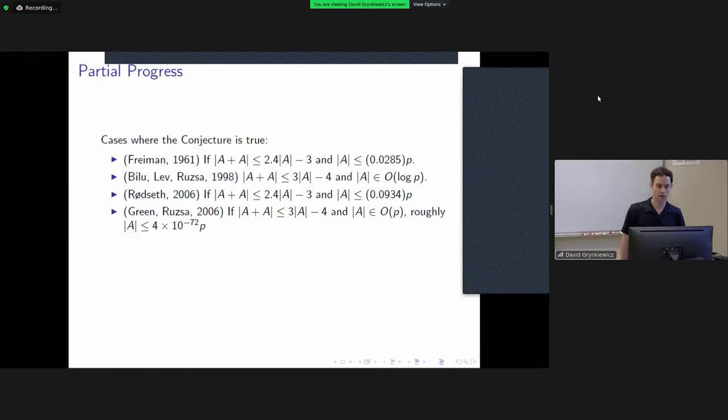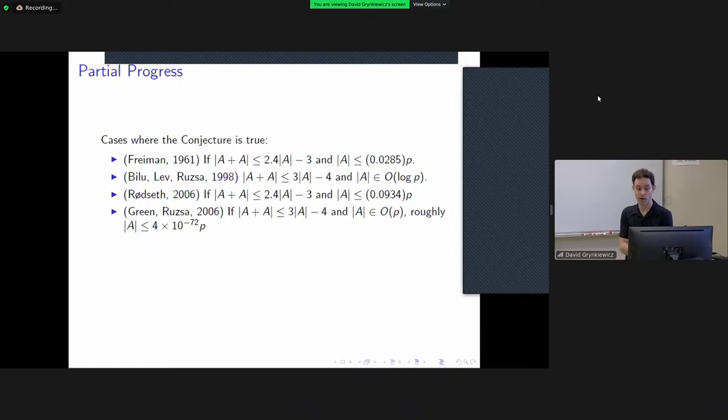something depending upon the doubling constant. And here it is small, the doubling constant equals 3. Based upon that, they could give a density result, a constant times p. Of course, the constant was very small though, something like 4 times 10 to the negative 72. So there are a lot of zeros before we get to the p. But it's a linear bound, a very small linear bound.